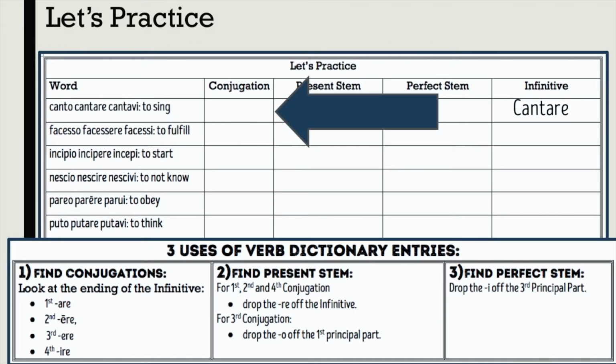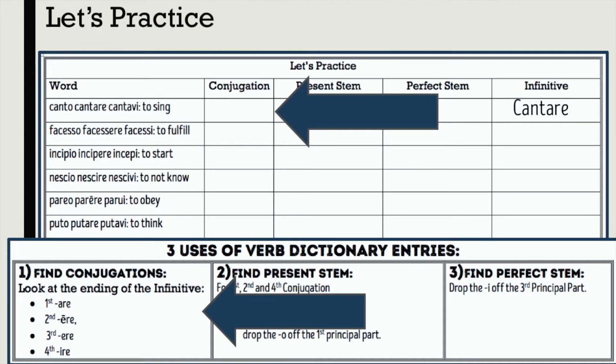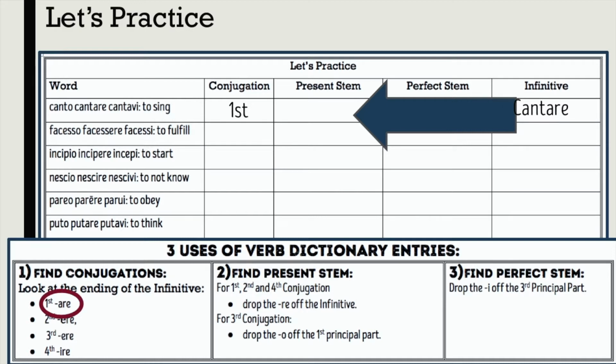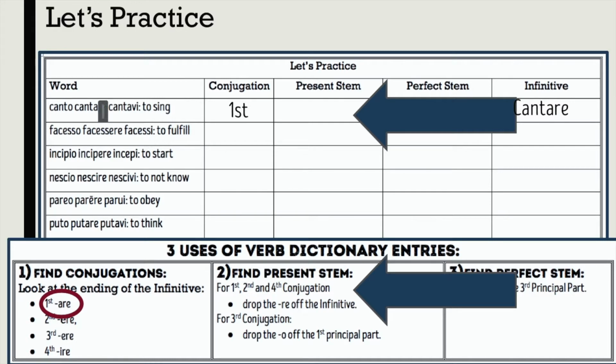Okay, first thing we want to do then is find the conjugation. In order to do that, we're going to look, like it says, at the last two or three letters of the infinitive. This one has an ARE, so that means it's first conjugation. Done. Next, we're going to find the present stem. To find the present stem, we need to know that it's first conjugation, so we're looking up here. It says drop the RE off the infinitive. So we drop the RE off, and we get canta.